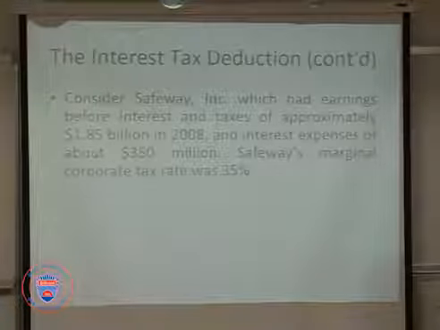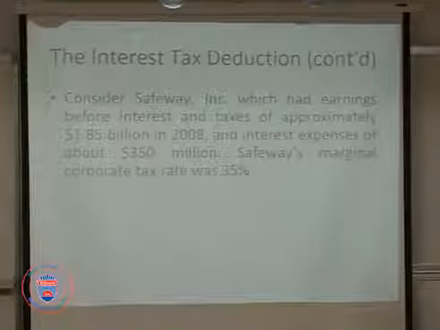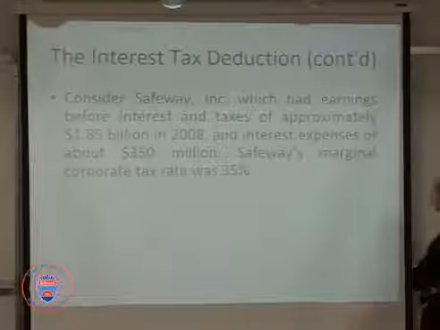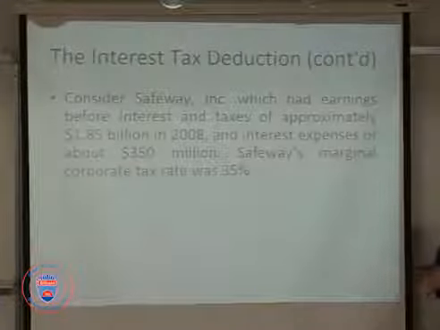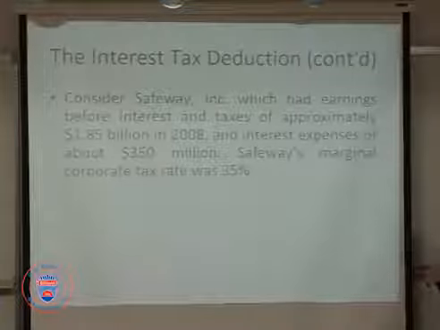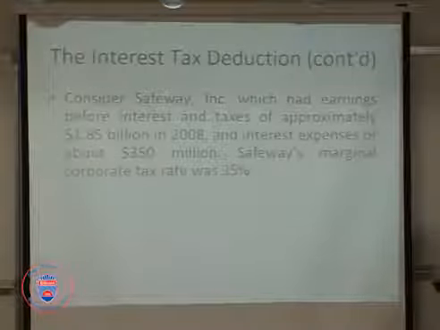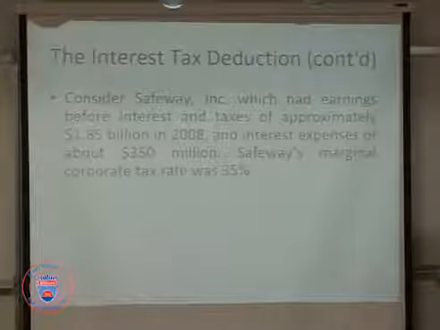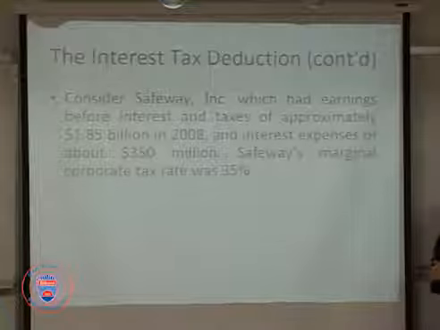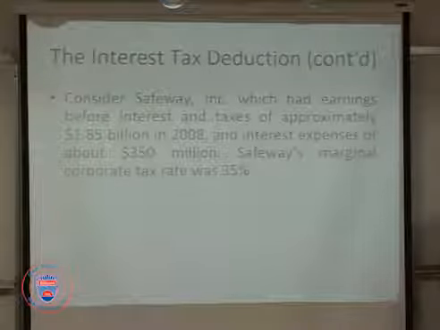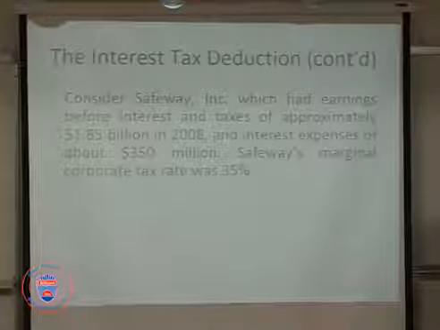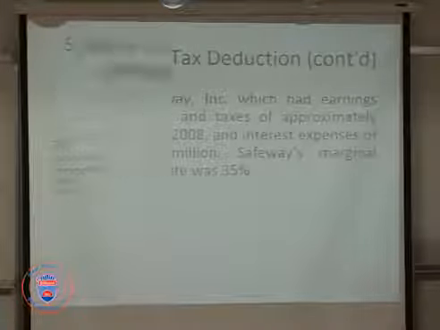Let's look at this example. We have this company Safeway, which had earnings before interest and taxes of approximately $1.85 billion in 2008, and the interest expense of about $350 million. The tax rate is 35%. So now let's look at the income for this company in debt case and no debt case.